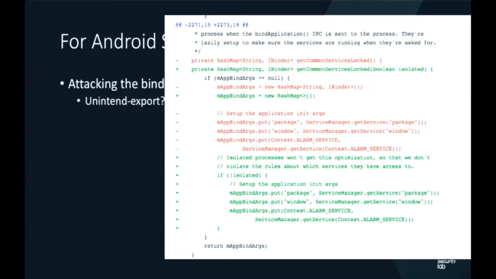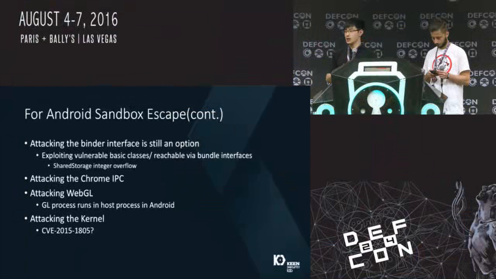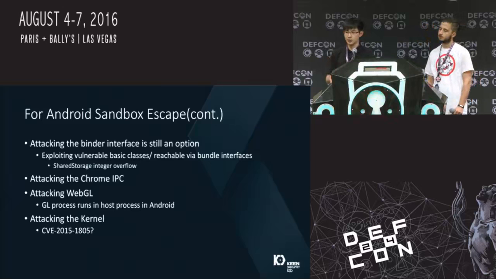After this binder stuff, we still have the Chrome IPC that Marco introduced in our previous slide. The renderer process has to ask the broker process, which is a more privileged process, to do something for it, and they communicate using the Chrome IPC. The Chrome IPC is implemented in native code, and we believe there are some bugs in it. Also, on the Android platform, unlike Windows, the WebGL process is running in the host process.